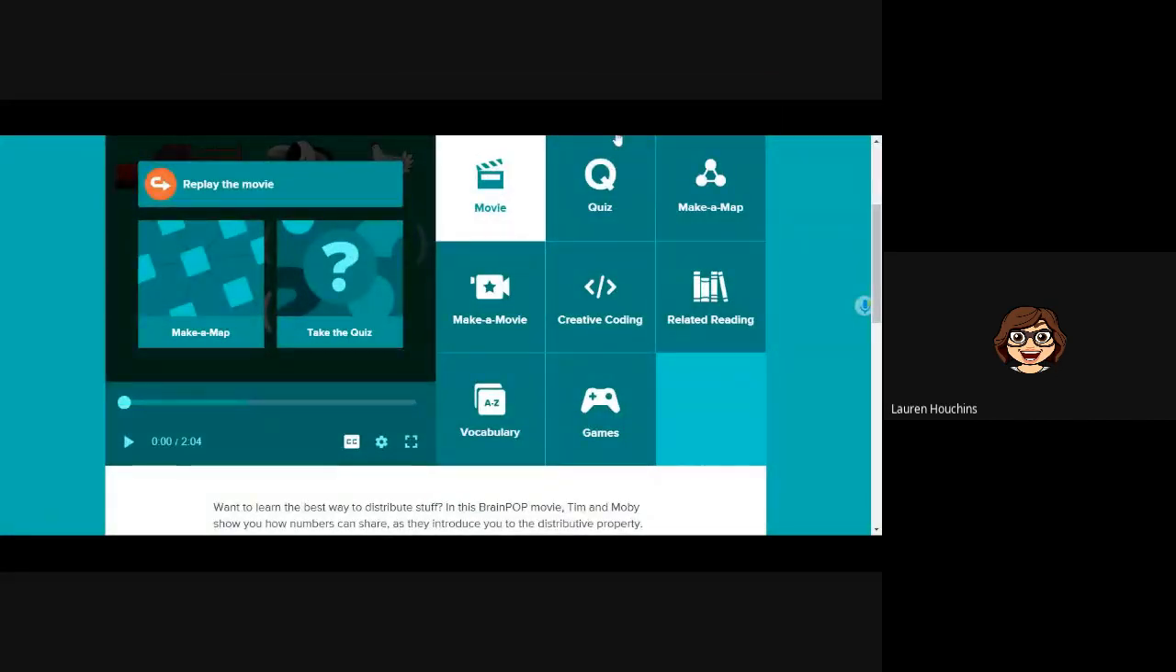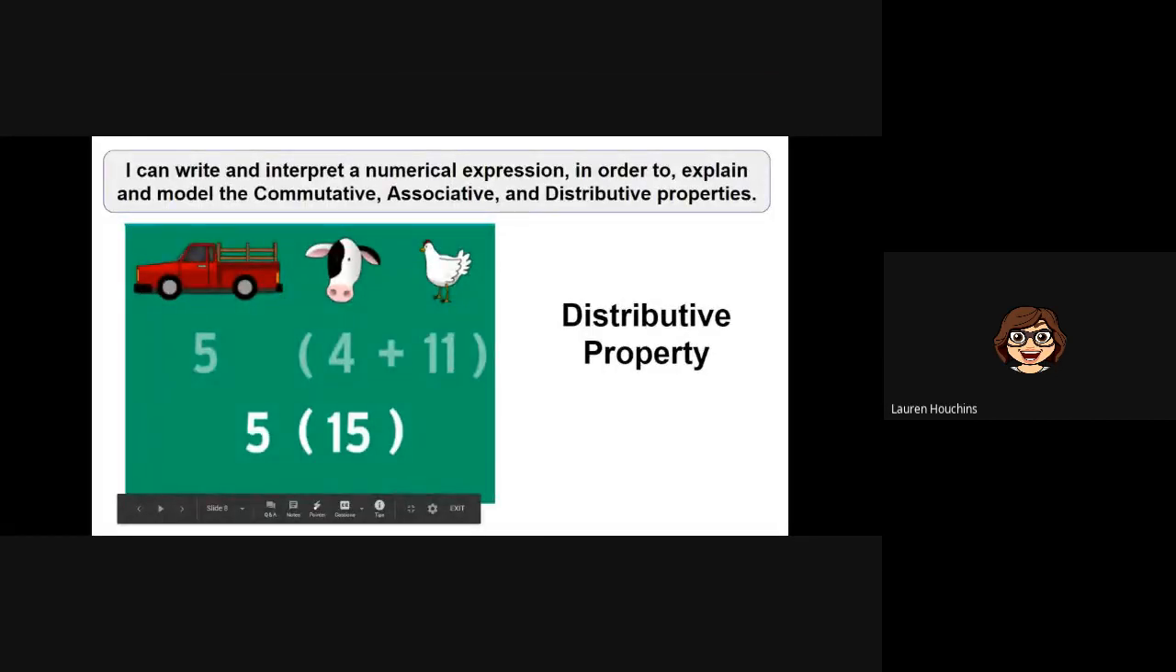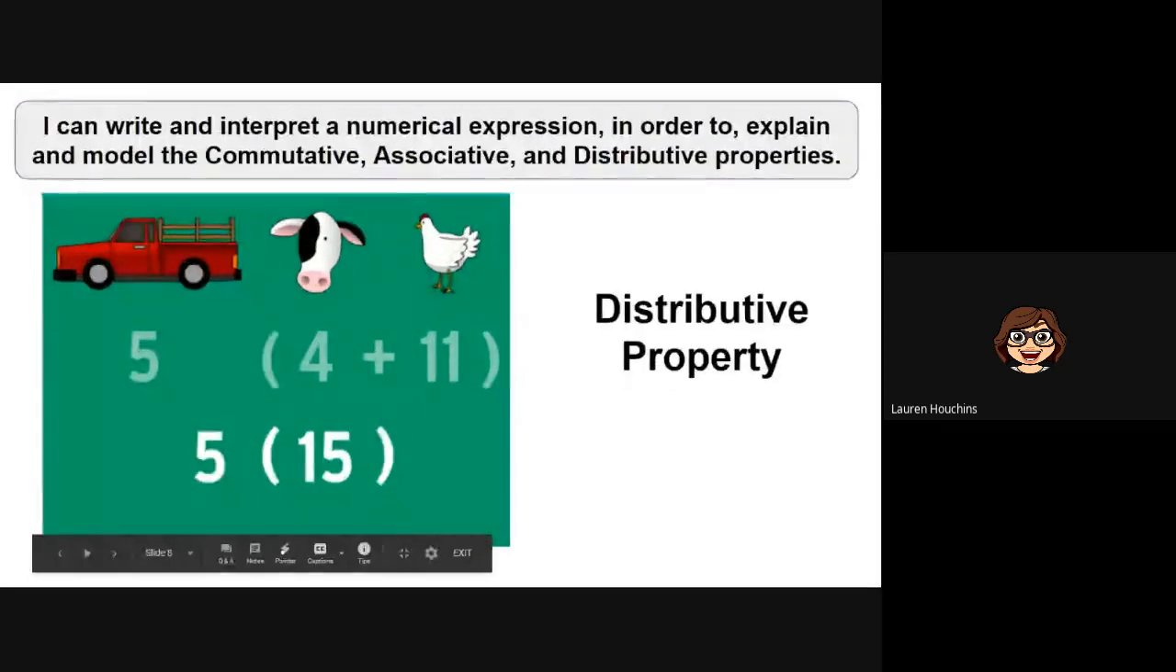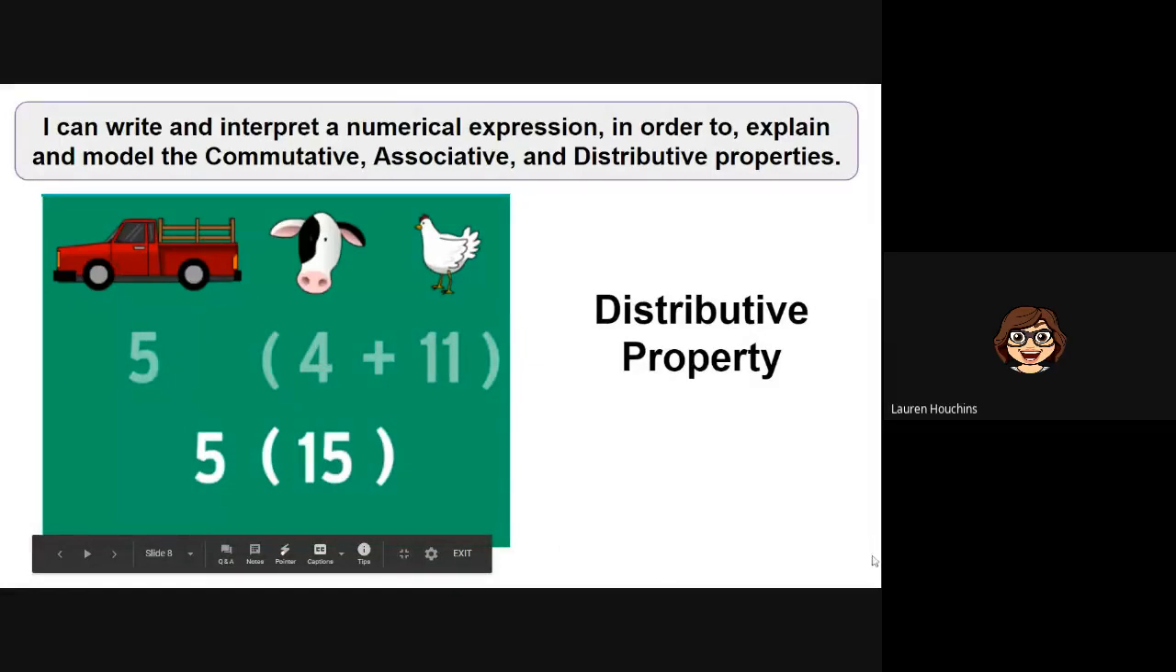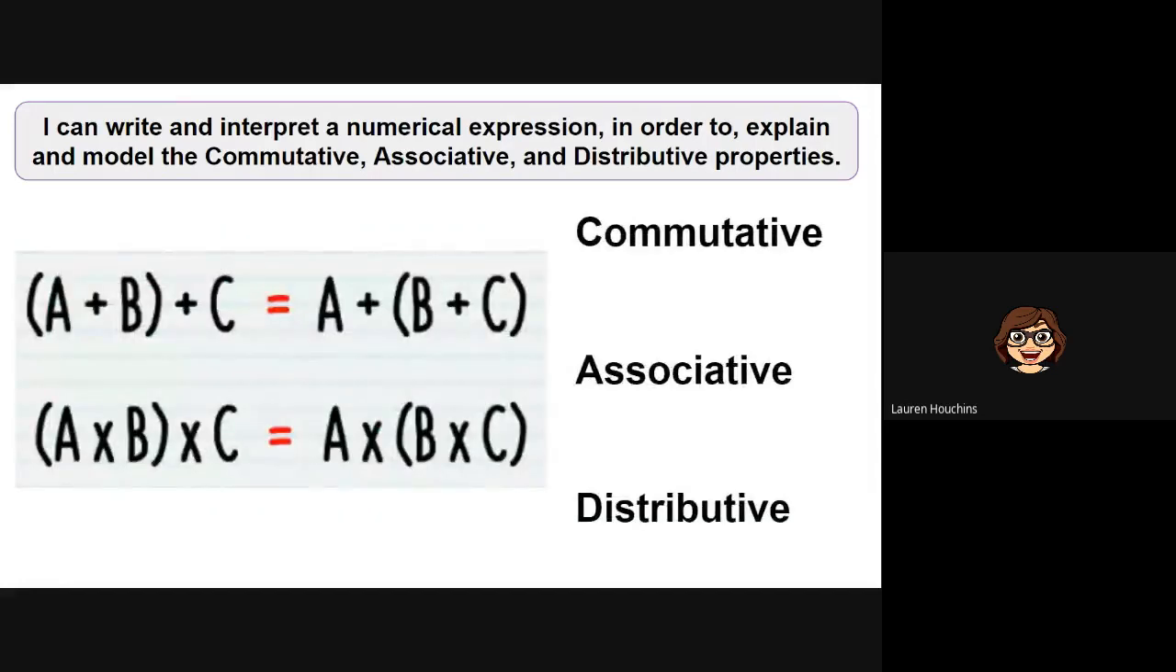All right. So distributive property means that we are sharing the numbers. So let's look at a couple problems and see if we can decide whether they are commutative, associative, or distributive.